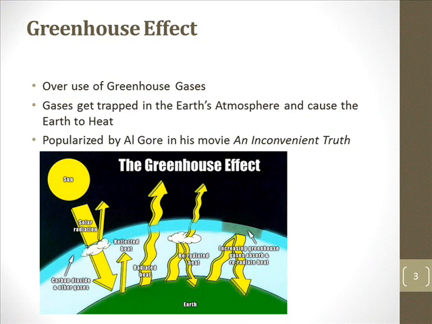Our Earth needs greenhouse gases to keep parts of it warm and to grow things like crops. But through the overuse of carbon dioxide and other greenhouse gases, there are too many greenhouse gases in the atmosphere, and it's causing the Earth to heat faster than it normally would.